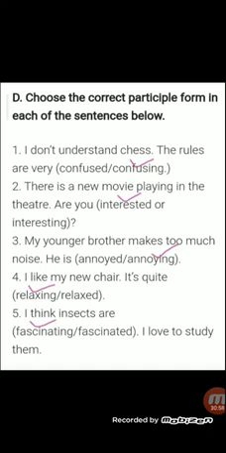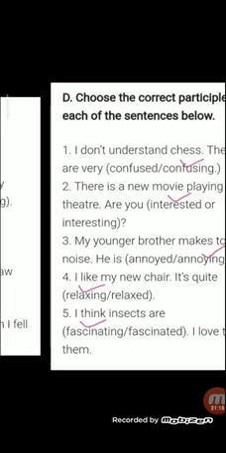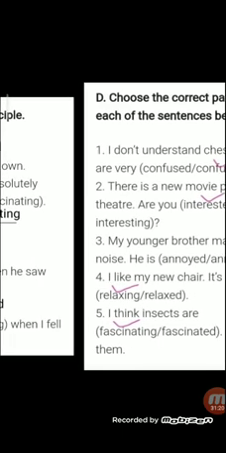I think insects are fascinating. Insects कैसे होते हैं? बहुत अच्छे. Fascinating. So it is describing insects. I love to study them. Sorry, children, I forgot. I think insects are dash. I love to study them. So you have to use fascinating. You can describe any.